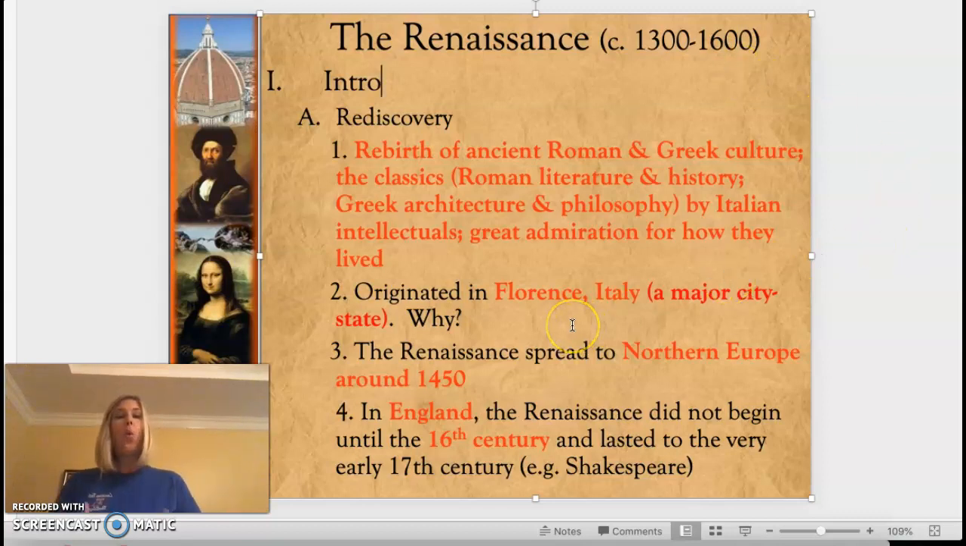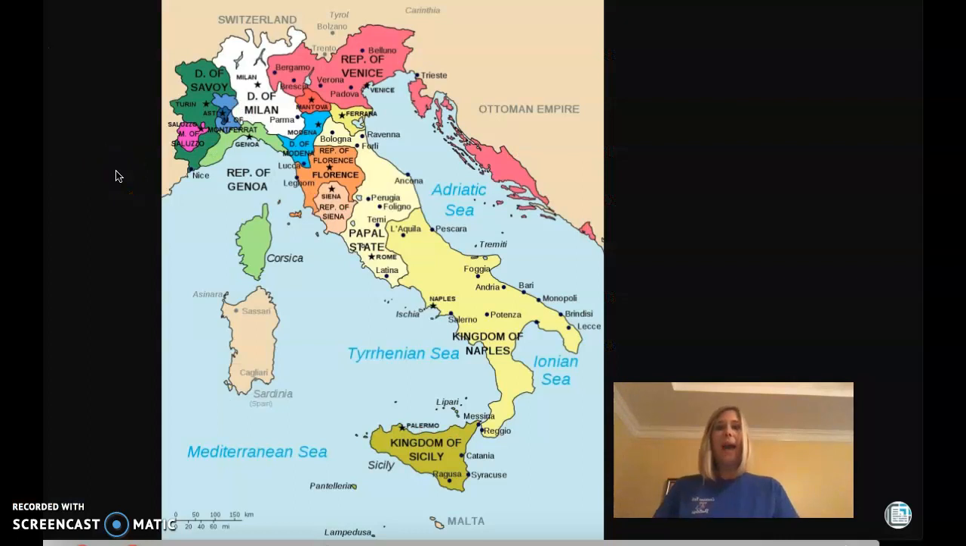All right, next, where did the Renaissance originate? Florence, Italy. Now, Italy doesn't look like the Italy we know today back in the 1300s. Let me show you a quick map for reference. This is a map of Italy back in the period of the Renaissance. You can see here Italy is divided into what are called city-states. And city-states basically operate independently like their own separate country.